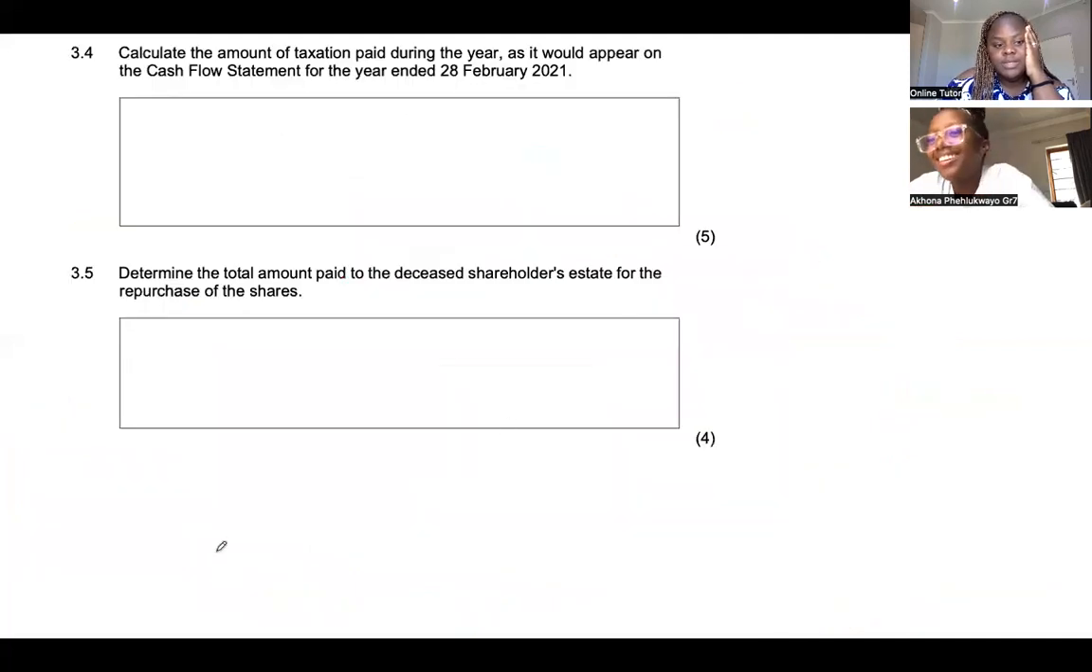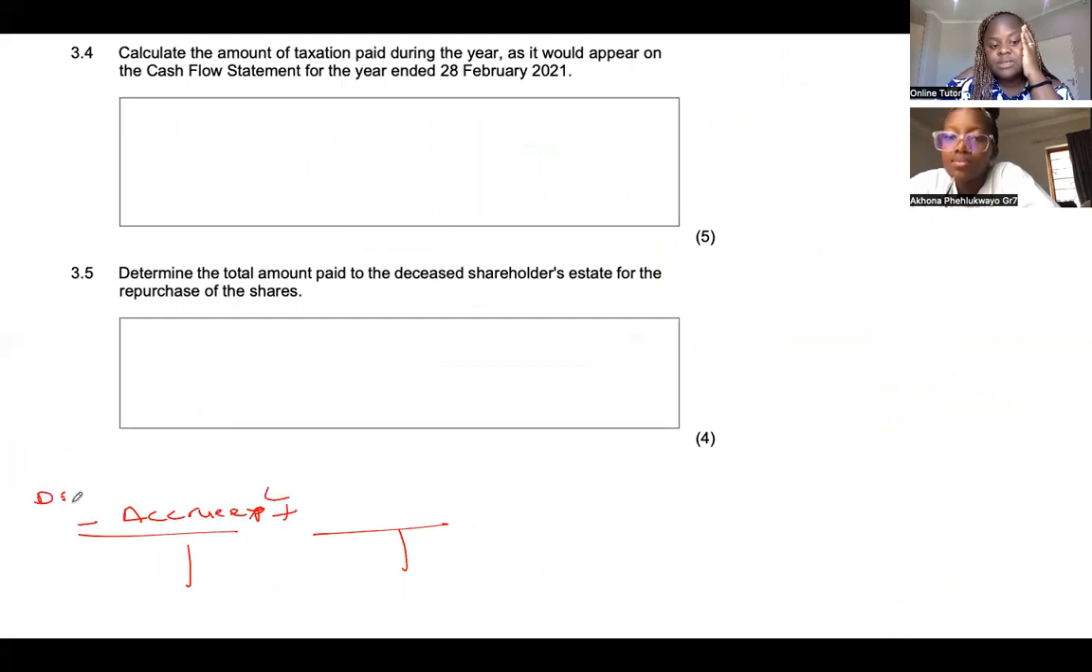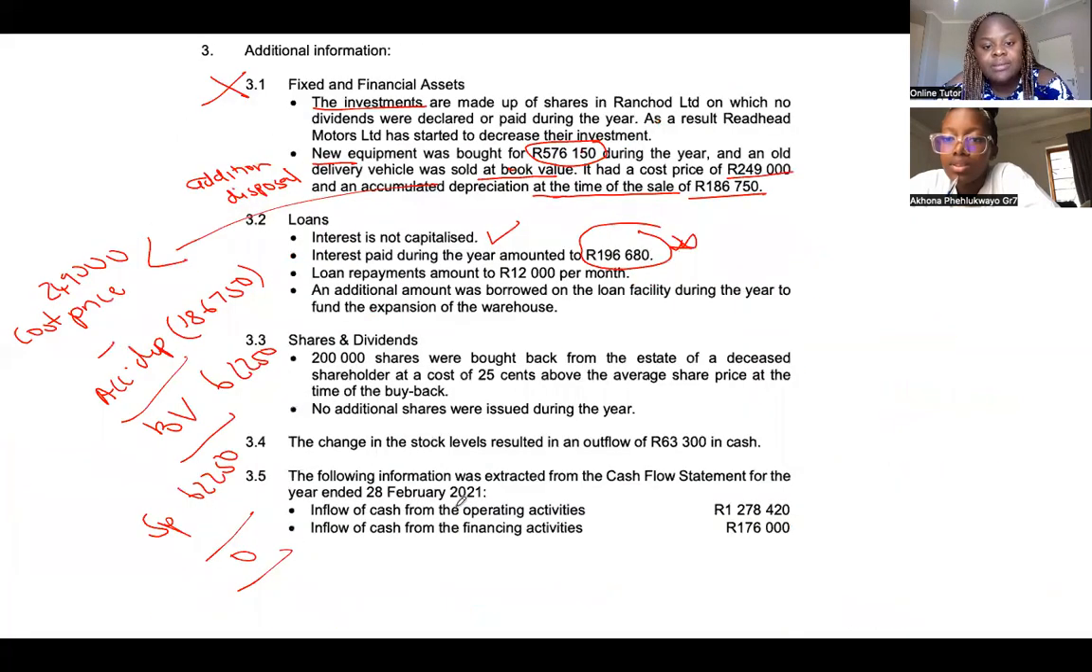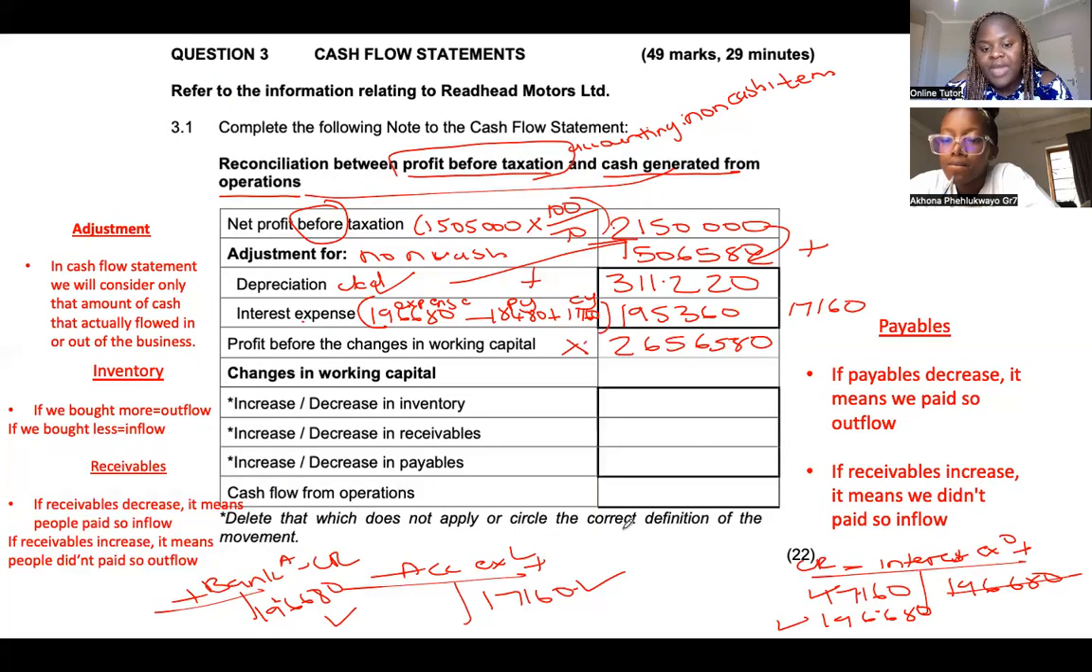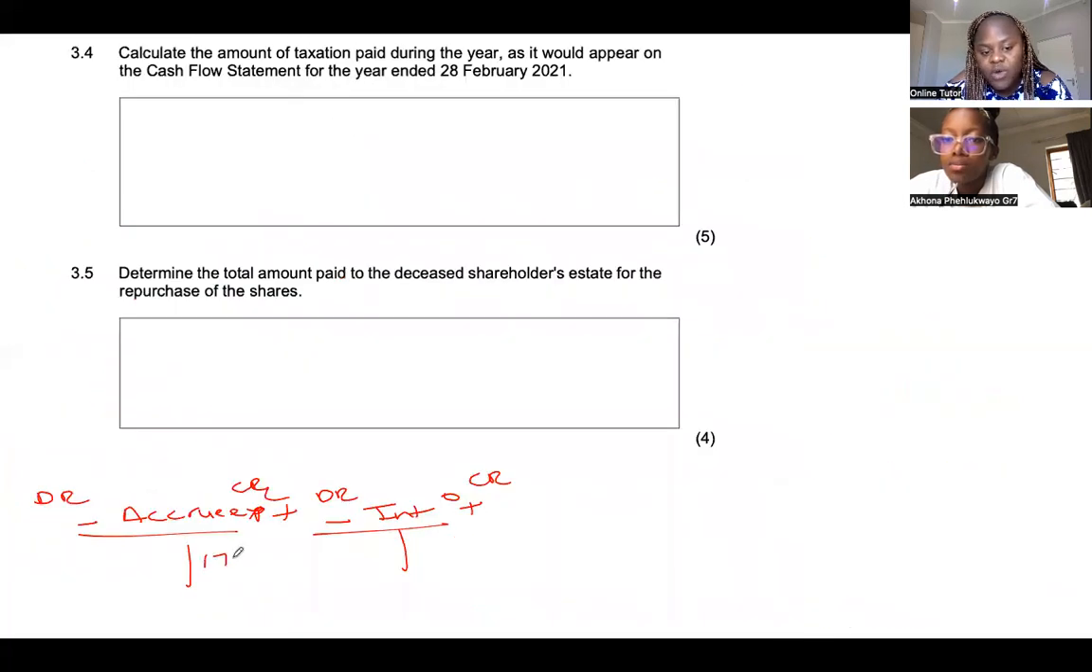Can you please do it again? Let's do it here. Last year we had accrued expense, which is a liability. There's our debit, there's our credit. Then we have interest expense, which is an expense. There's our debit, there's our credit. Now in the current year, there's our liability, 17,160. So we would have accrued expense here, 17,160, which is on the credit side, so over here it would be debited.